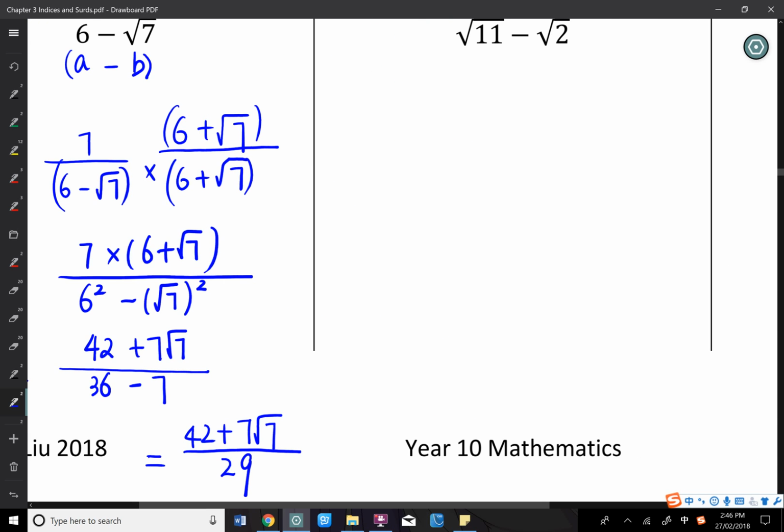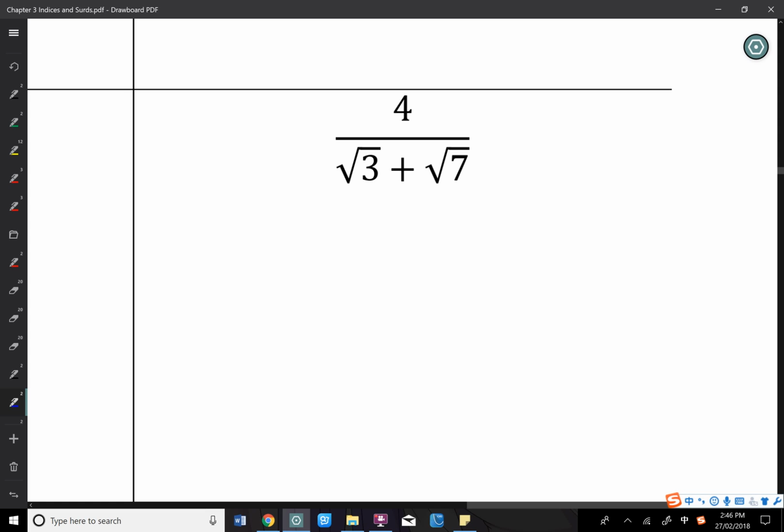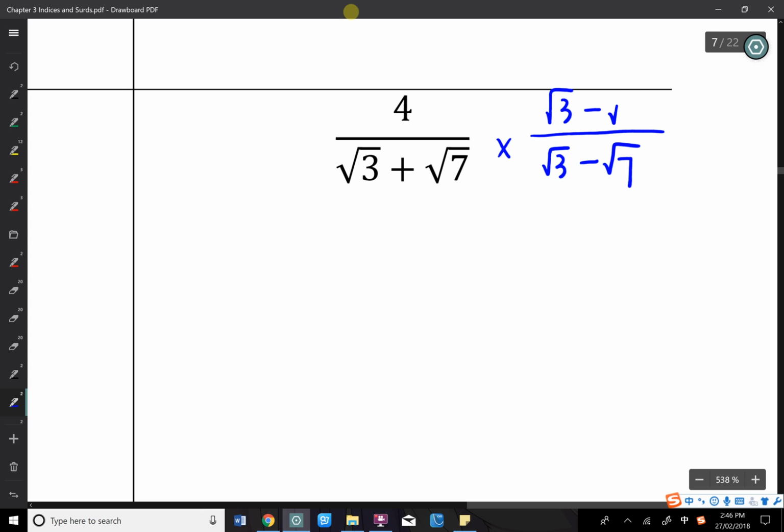Okay, just to show you another example. Let's do the last one. So 4 over root 3 plus root 7. What we have here is a plus b. Then what I need will be a minus b. So I will have root 3 minus root 7. They're all in the bracket. It's all a times relationship.